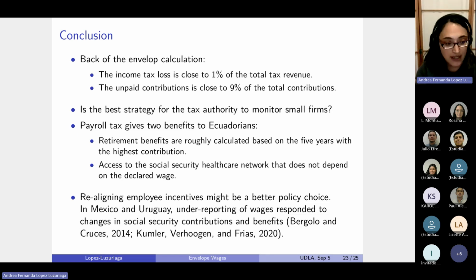And the best way to solve this is this realignment of the employees' incentives to not accept envelope wages, basically. So employees would not accept contracts in which not all their wage is reported directly to the government, because they get something from that. That is not the current structure that we have in Ecuador.